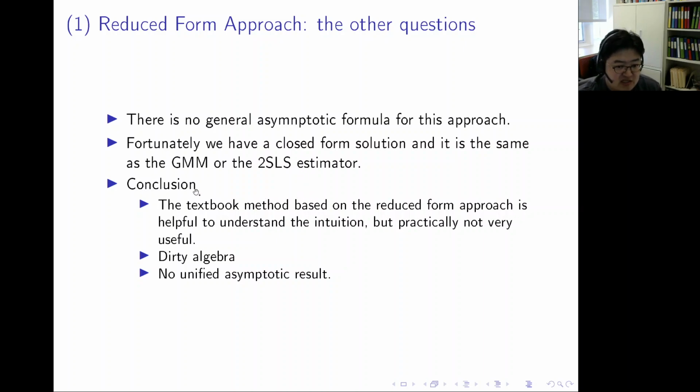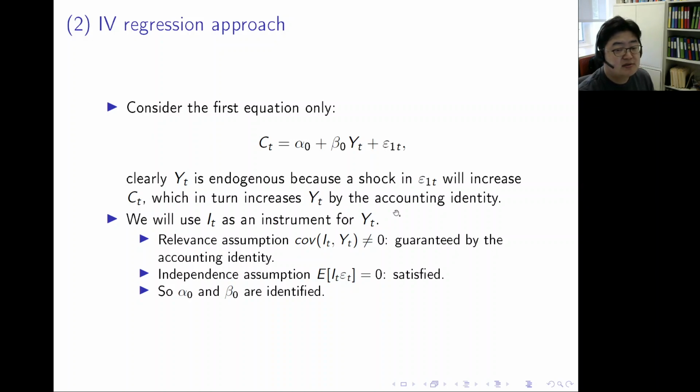So this is the conclusion. I don't recommend this approach. I taught it because it contains intuition, and this is the textbook method. I have to teach what textbooks teach. That's why I taught it. But don't use it in practice. This is not what you do in practice, and it will put you in a tough situation. There is no unified general asymptotic result, and no unified general algebra for this. So you see. Okay, then the second approach is the IV regression approach.